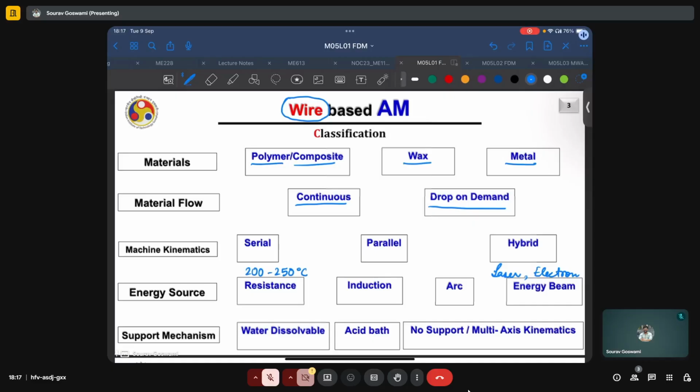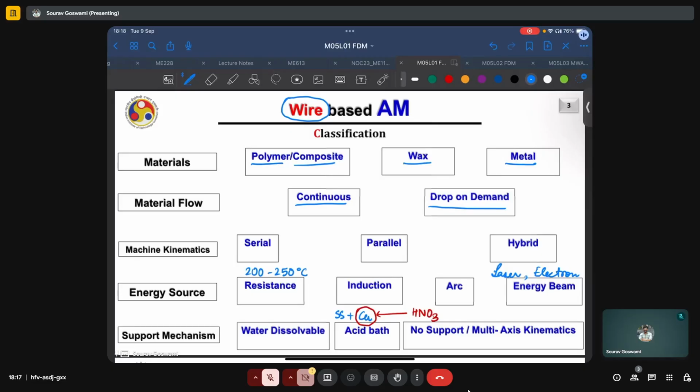However, for FDM, typically the support mechanisms are water dissolvable, or we may have combinations where the support structures are selectively soluble in some acid bath. An example which we'll also encounter is that of stainless steels and copper, where copper is the support material, and copper can be dissolved in nitric acid or HNO3.